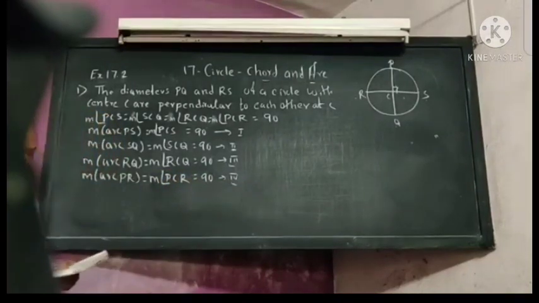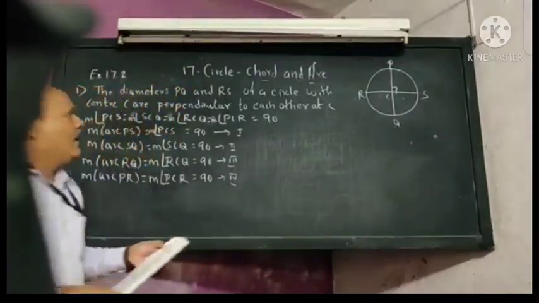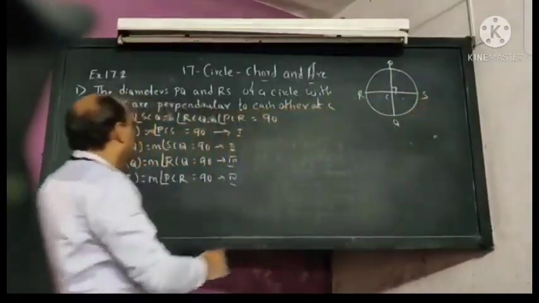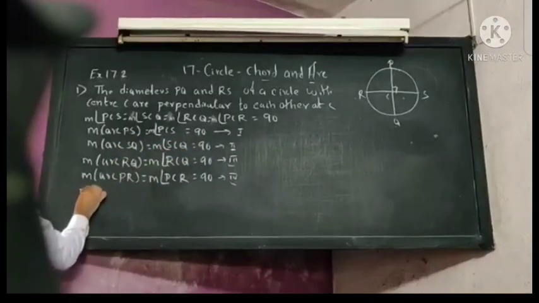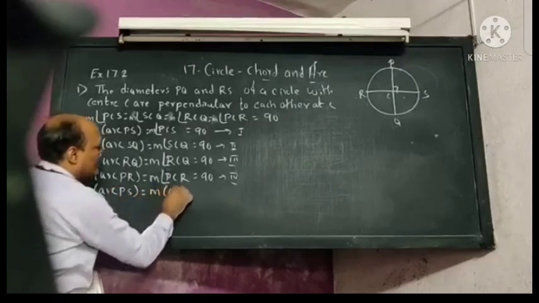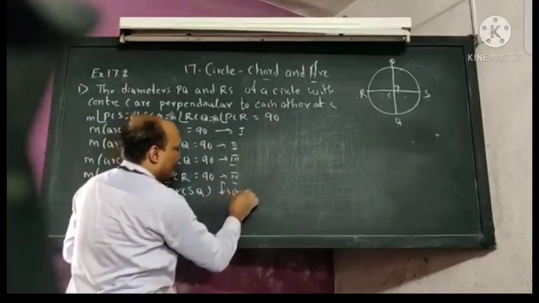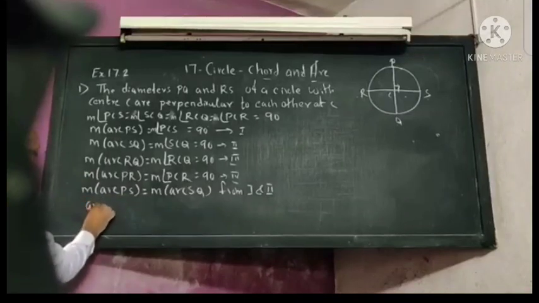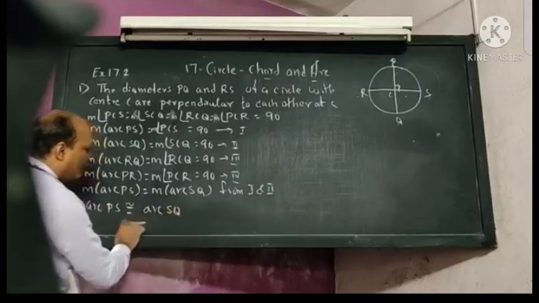Now in this, what is asked in the first question? State whether arcs PS and SQ are congruent. Yes, they are congruent. We have written here because both measures are how much? 90 degrees. That means measure of arc PS is equal to measure of arc SQ. We got this from 1 and 2. Now we will remove the measure. That means arc PS is congruent to arc SQ. I hope all of you understood the first part.